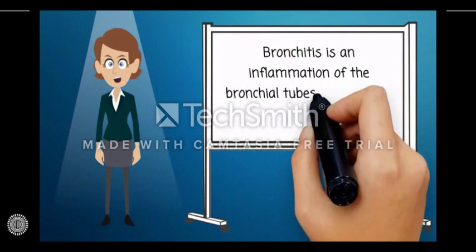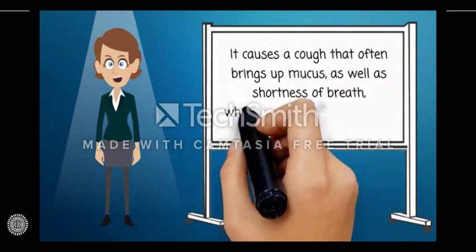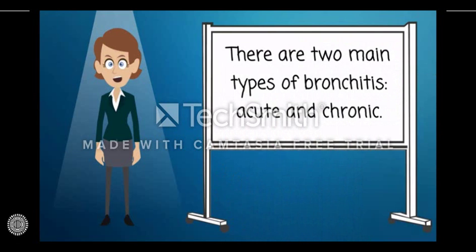Bronchitis is an inflammation of the bronchial tubes, the airways that carry air to your lungs. It causes a cough that often brings up mucus, as well as shortness of breath, wheezing, and chest tightness. There are 2 main types of bronchitis, acute and chronic.